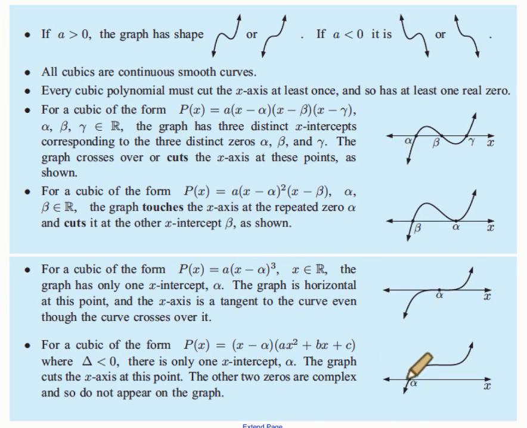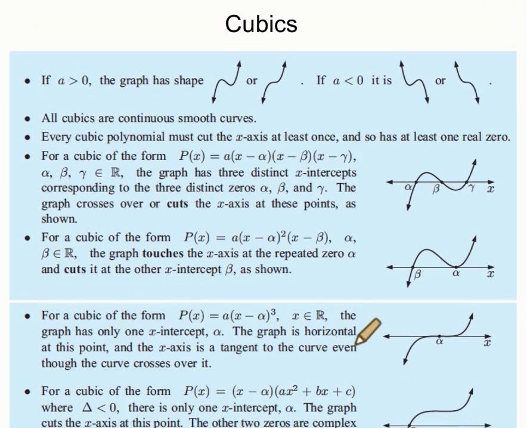And then here it cuts the x-axis one time, and it doesn't anywhere else, I should say. And that indicates we're going to have 1 real solution and 2 complex solutions. And we can figure that out by x minus alpha times ax squared plus bx plus c, because it's going to come from a quadratic.